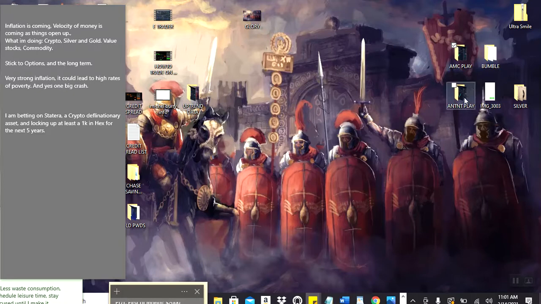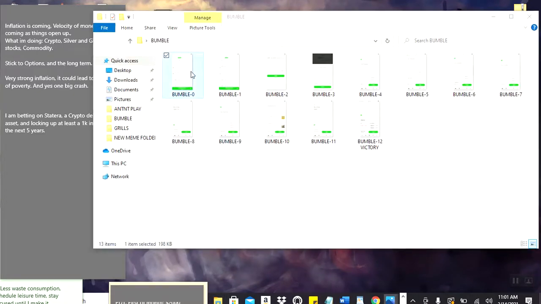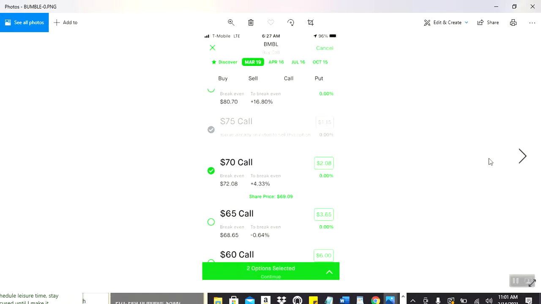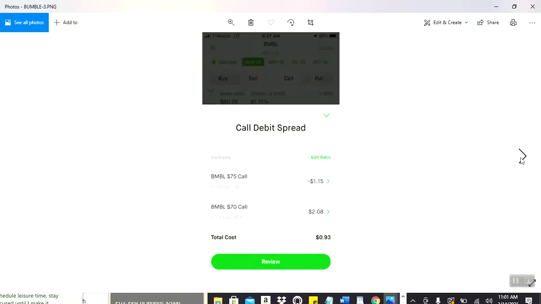Then we go to the Bumble play. This one also worked out awesomely. The contracts were so expensive, so I did a debit spread. You buy a call, you sell a call. Make sure the limit prices are right, I'll explain that in another video. The bid and ask, this was a little risky to get out of, but make sure this is not the case most of the time when you're doing these. This was still okay and I was able to get out.